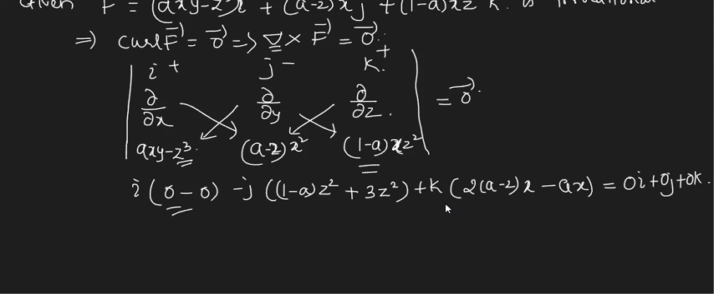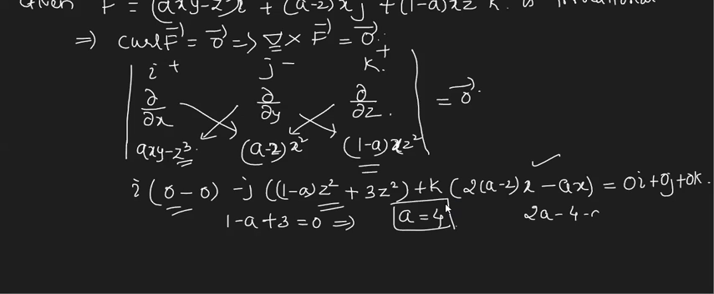Now here you can see 1 minus a, and z square will be common. Here, if I take the coefficient of j, I'll just take a, I'll not bother about z. Plus 3 is 0. What is the value of a then? Shift a here: 1 plus 3, 4. If you solve this part, is it the same? This is 2a minus 2 into 2. Yes, ma'am. 4 minus a is 0.